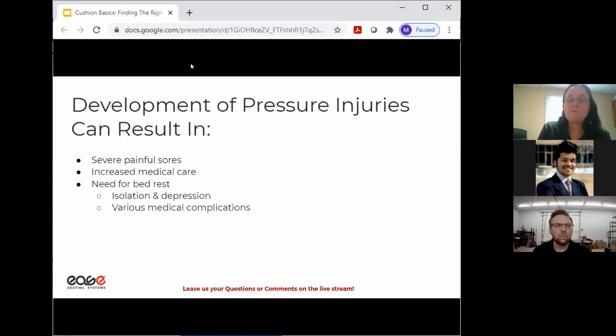Now, the best way to heal a wound like this is to be off of it. But if it's on your bottom, the only way you can possibly be off of that wound is either laying on your stomach or laying on your sides. To do this, you have to be in bed, and this can be very isolating.